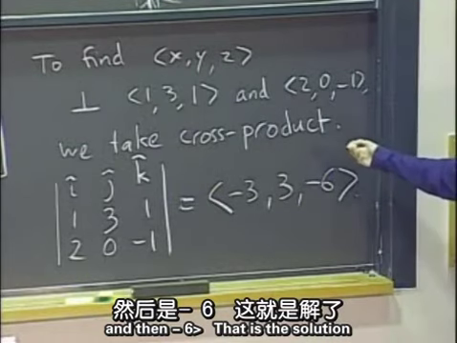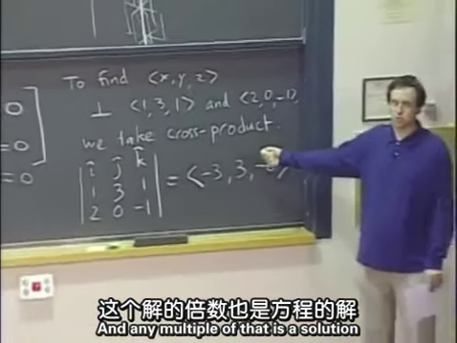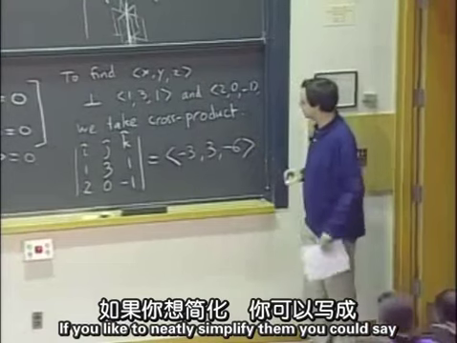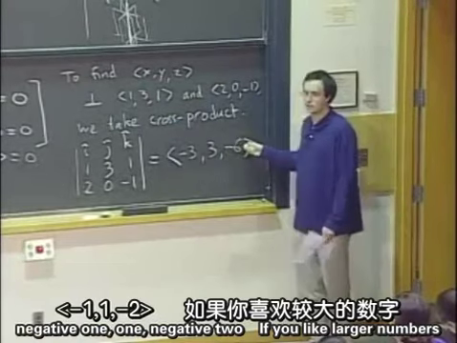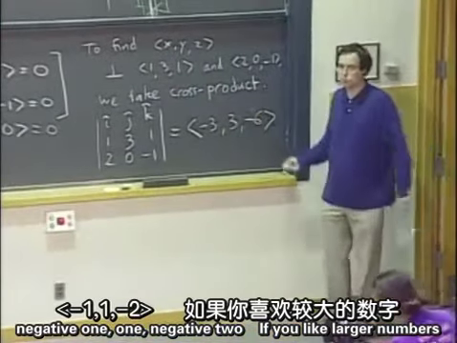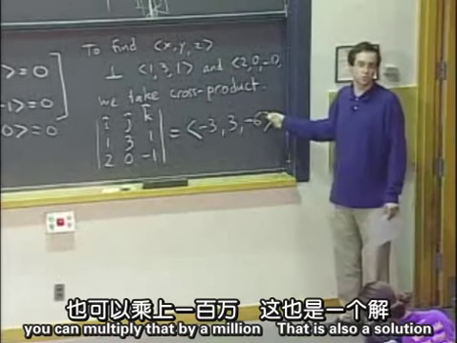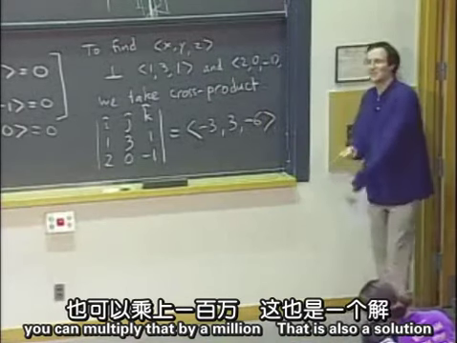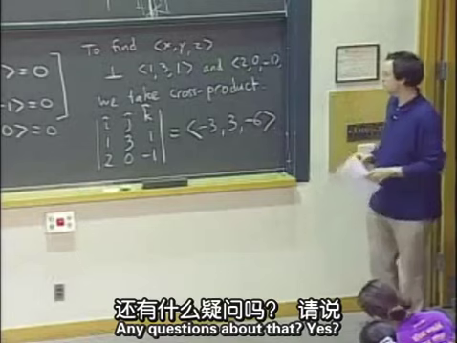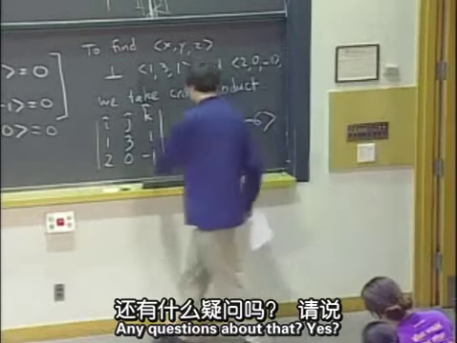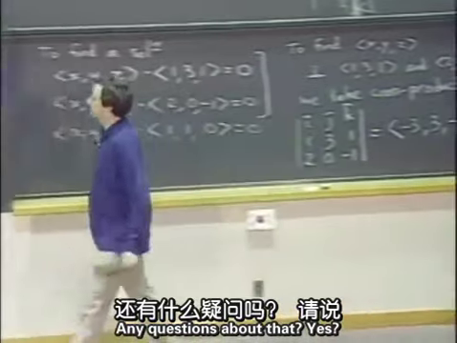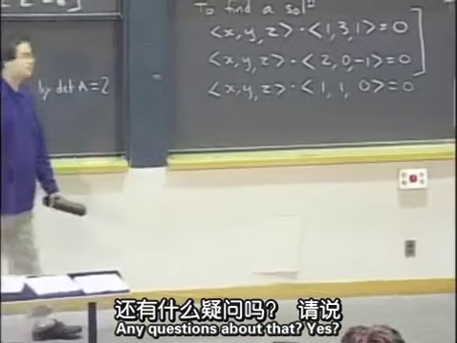Okay, so that's a solution. And any multiple of that is a solution. So if you like neatly simplified answers, you could say negative 1, 1, negative 2. If you like larger numbers, you could multiply that by 1,000,000. That's also a solution. Okay? Any questions about that?